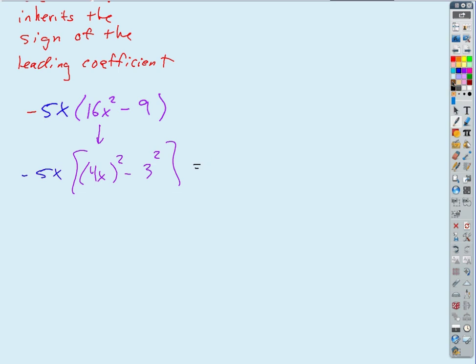I'm going to get my negative 5x, and then this purple stuff is going to turn into my a plus b times my a minus b, right? So I'm going to get my 4x plus 3 times 4x minus 3, either order. Everybody see that? Just following that pattern. And now we're done. That's as far as I can break it apart. Okay. Make sense? Okay.